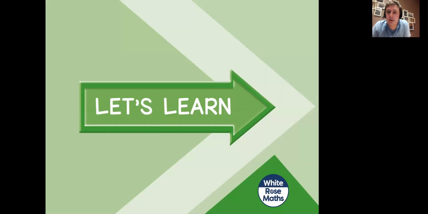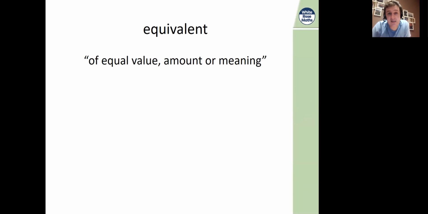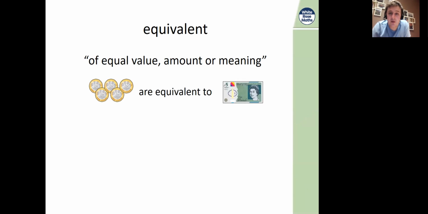Let's get on with some learning, like I said today, equivalent fractions. So equivalent, quite a fancy word, but it just means of equal value, amount, or meaning. So it means the same, or it's worth the same. Okay, so for instance, £5 coins are equivalent to a £5 note. One isn't worth more than the other, they're worth exactly the same thing. 3 add 3 is equivalent to 5 add 1. They both total the same amount. 3 add 3 totals 6, 5 add 1 totals 6. They're worth the same.